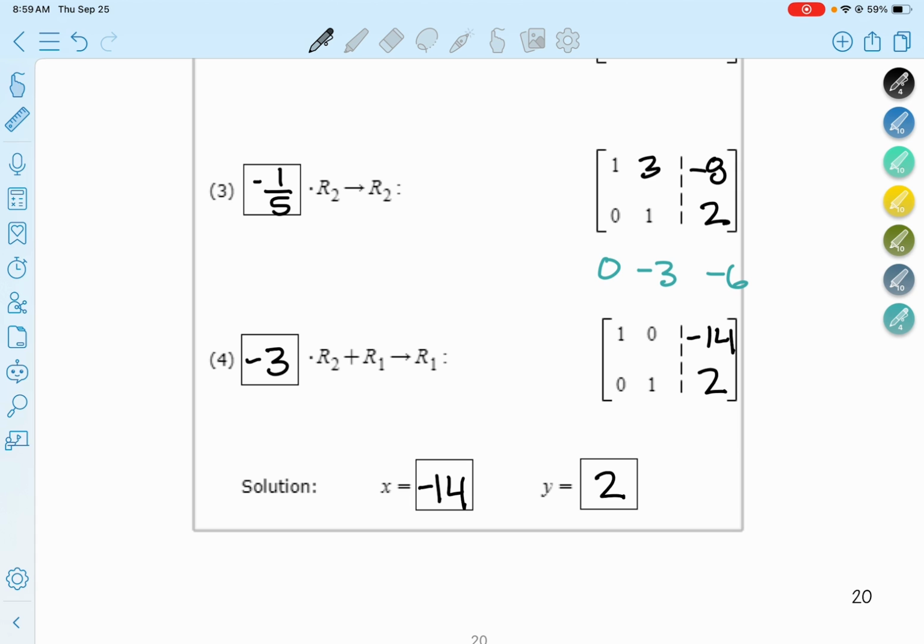And that is solving systems of matrices with Gauss-Jordan elimination.